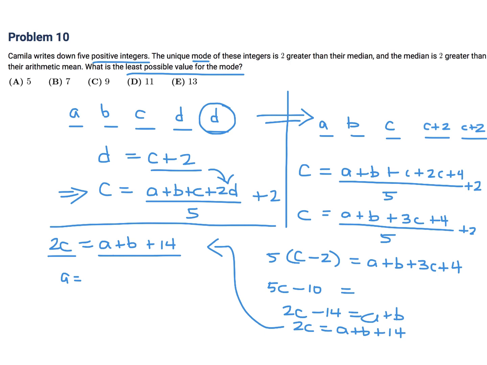Let's try 1 and 1. Oh, but they can't be the same because a and b are different. Okay, how about 1 and 2? That would give me 17. 17 is not even. How about 1 and 3? 1 and 3 would give me 18, and that is even. Okay, that works. So that means that 2c would be 18, and that means c would be equal to 9. And therefore d, according to this, would be 11. And I think that is the least possible value for the mode.